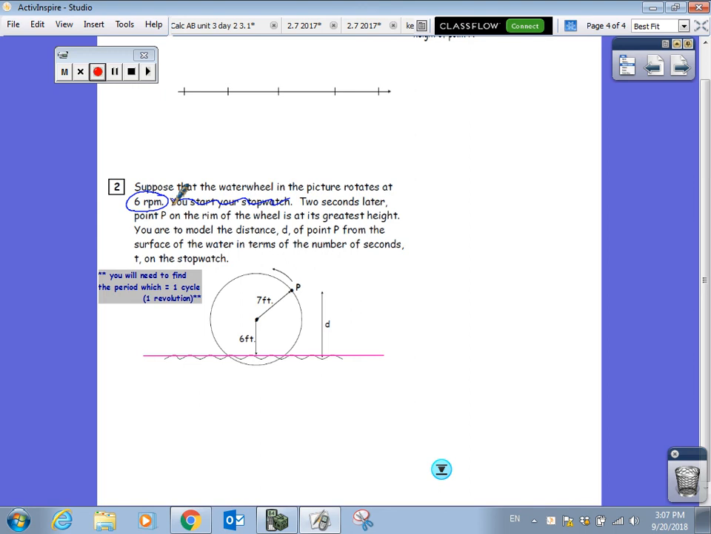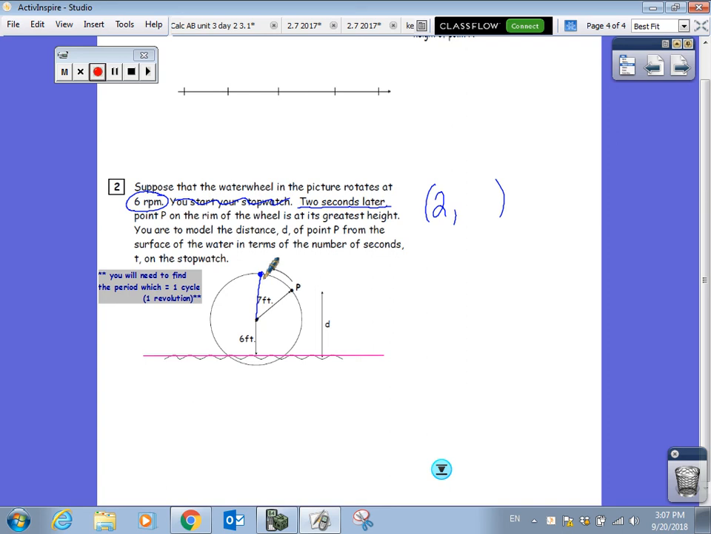But this next one, 2 seconds later, so 2 seconds after we start it, so that's at 2 seconds. So we know at 2 seconds, we're at the greatest height. Now, this one doesn't tell us what the greatest height is. We have to get that from the picture. Now, this picture, here it has the water. So it tells us that from the water up to the middle is 6, and then it tells us that the radius of this circle is 7. So what would this, when the point gets to right here, what would that height be?